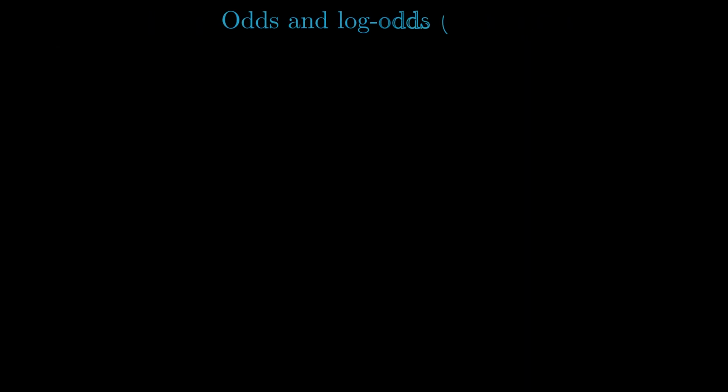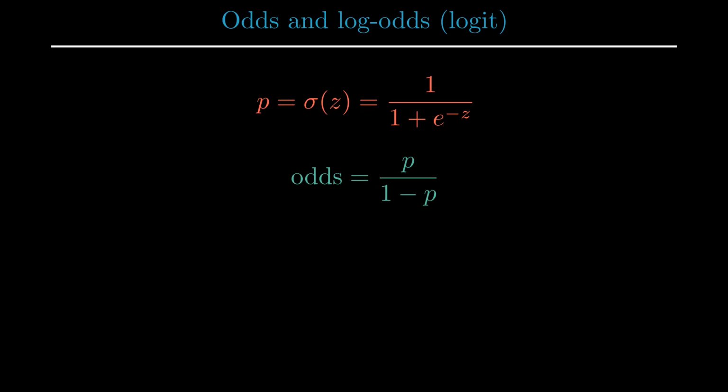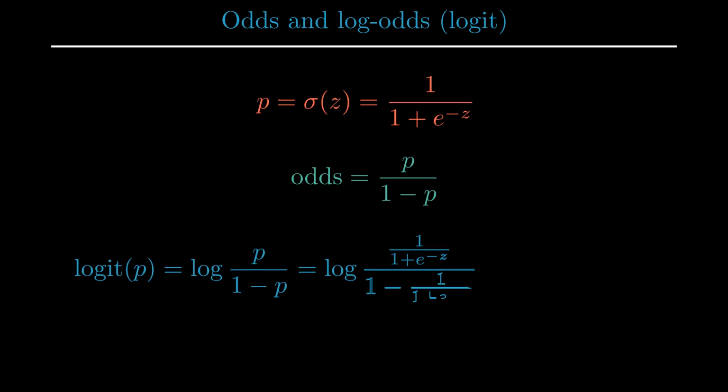So far, we've seen how logistic regression outputs a probability. The model starts by producing a probability using the sigmoid function. We can rewrite that probability in terms of odds, how likely the event is to occur versus not. Taking the log of the odds gives the logit, which turns out to be a linear function of the input features. So logistic regression is linear in log odds space and probabilistic in output space.